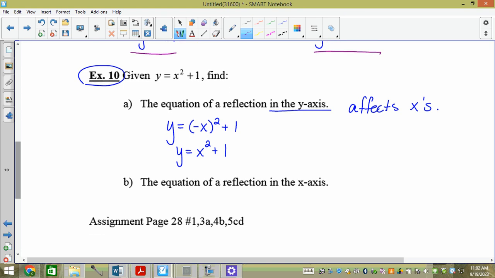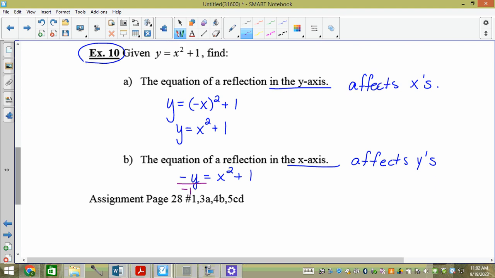This one, the equation of a reflection in the x-axis. So now this affects the y's. So I'm going to go negative y equals x squared plus 1. And then I divide by negative 1. What do I have to watch? Until now we've only had one term on the right-hand side. We applied the negative 1. You have to watch that every term is divided by negative 1. So I don't do the whole side by negative 1. When I divide, I will divide every term by it. So this actually becomes y equals negative x squared minus 1.